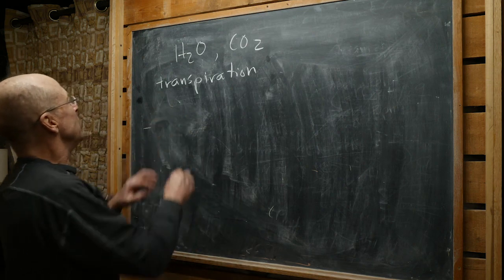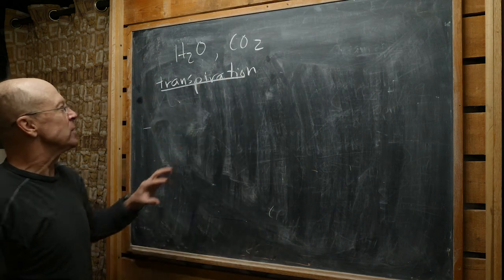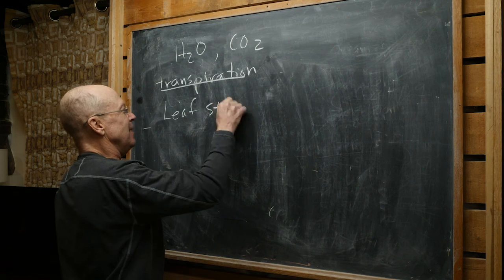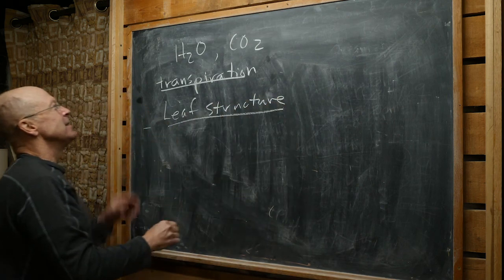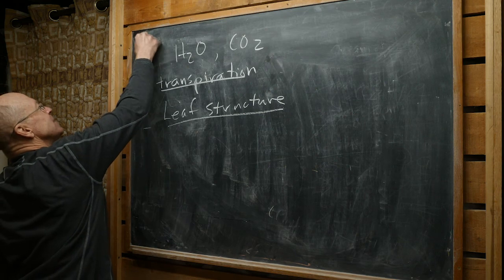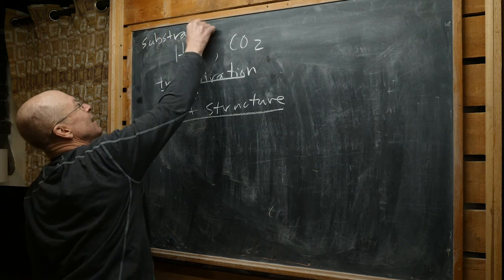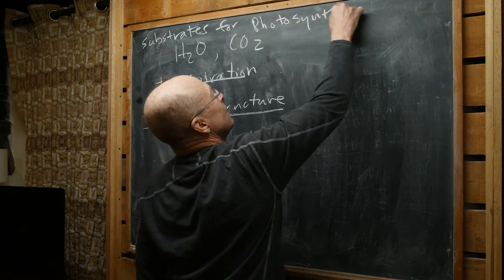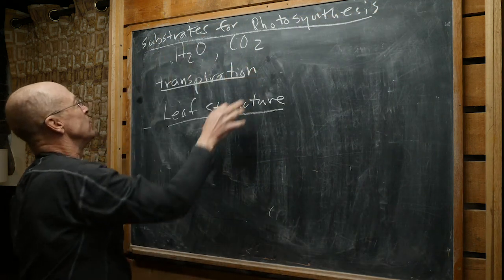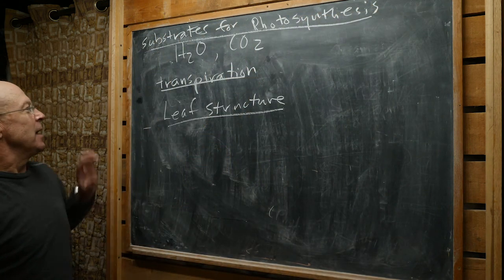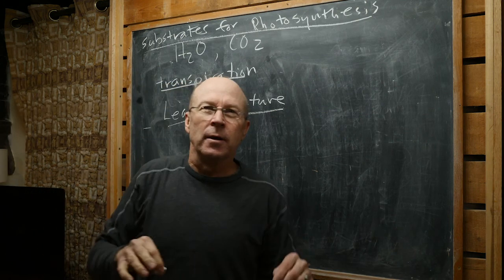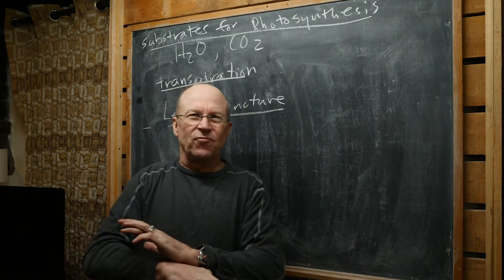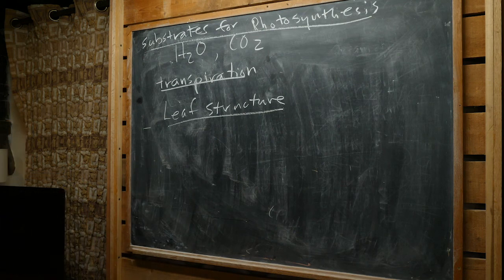And we have to do a little bit with this. There's more to do. We need to look at leaf structure. We're going to look at this to understand it. So this is kind of our list of things. I guess I should call this substrates for photosynthesis: H2O, CO2, transpiration as a process, and leaf structure. So this is our outline for what we're going to do in this beautiful little end to this photosynthesis week. Okay.